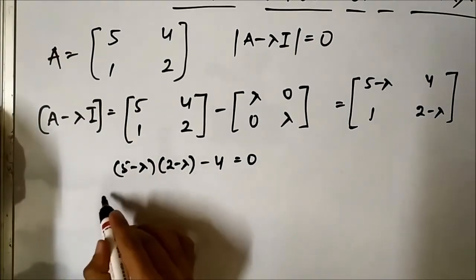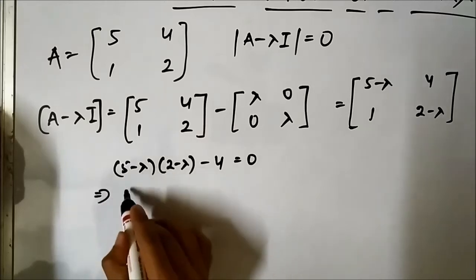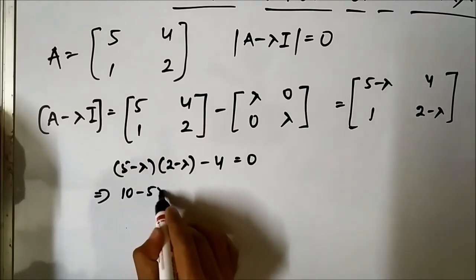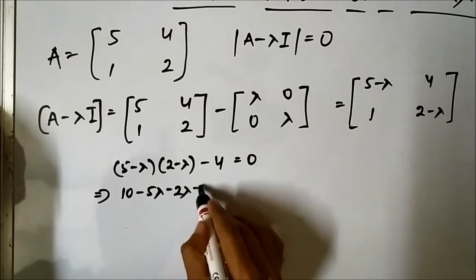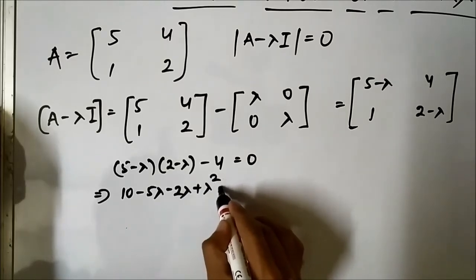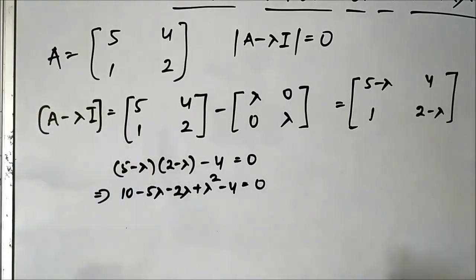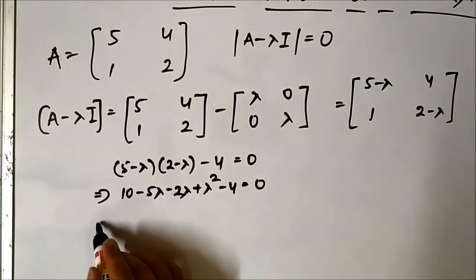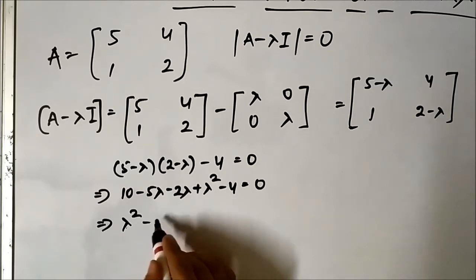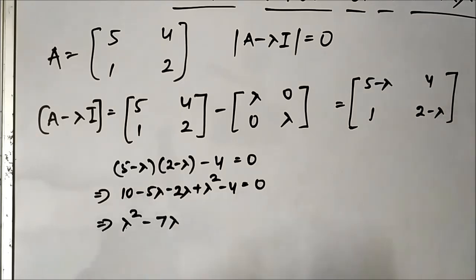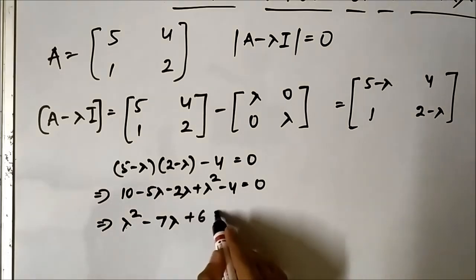Okay. So let us solve it. 10 minus 5 lambda minus 2 lambda plus lambda square minus 4 is equal to 0. Okay. So now it is lambda square minus 7 lambda plus 6 is equal to 0.